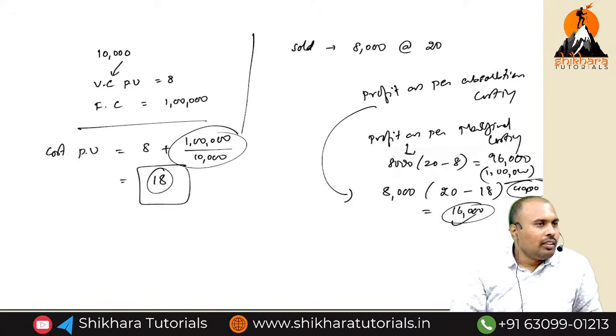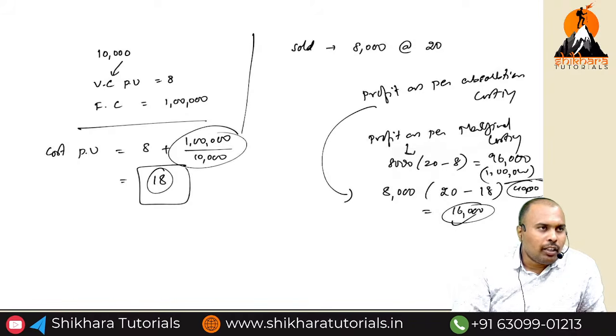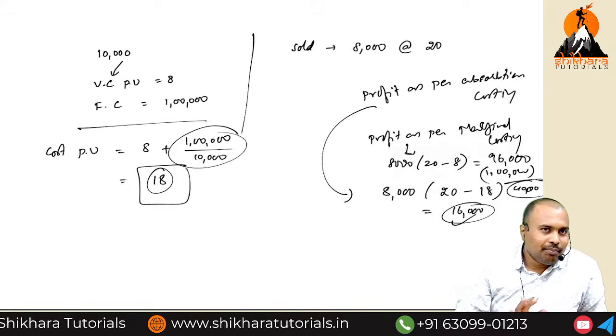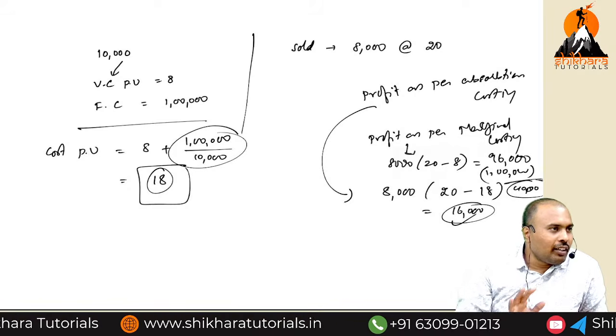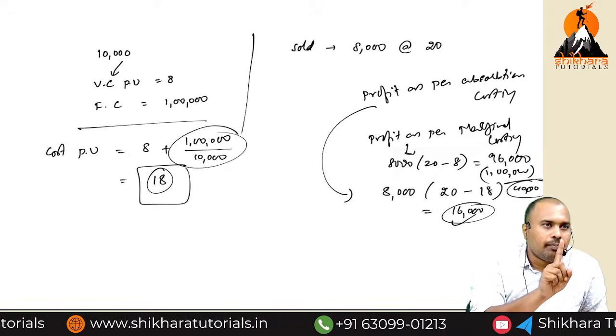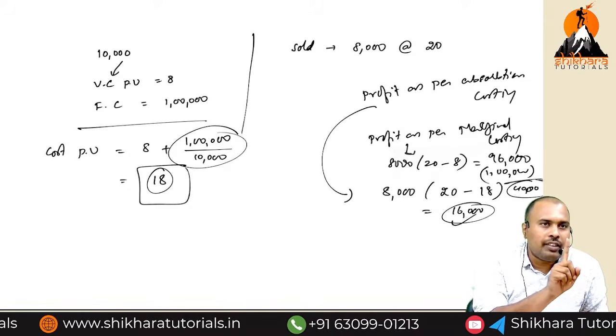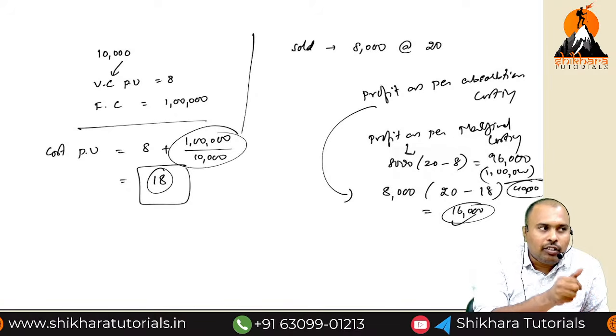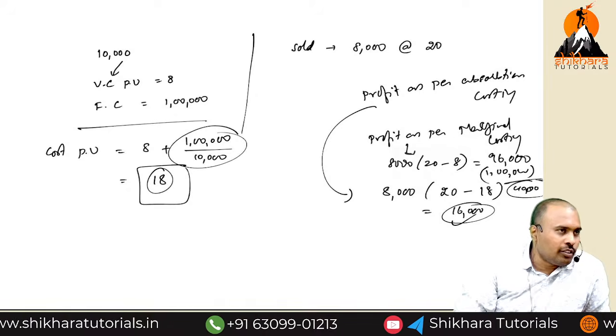Understood? Understood the difference between marginal costing and absorption costing? This much is enough for us at least. For the reconciliation statement, this much is enough. Only one point: in absorption costing, fixed cost is also considered as product cost. While calculating cost per unit, we consider fixed cost also.